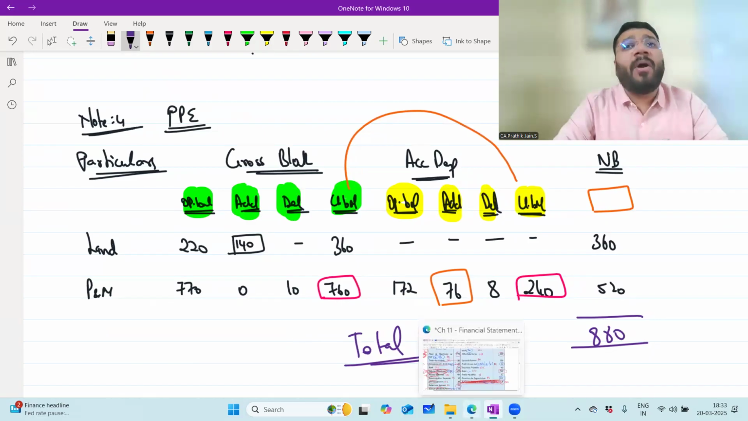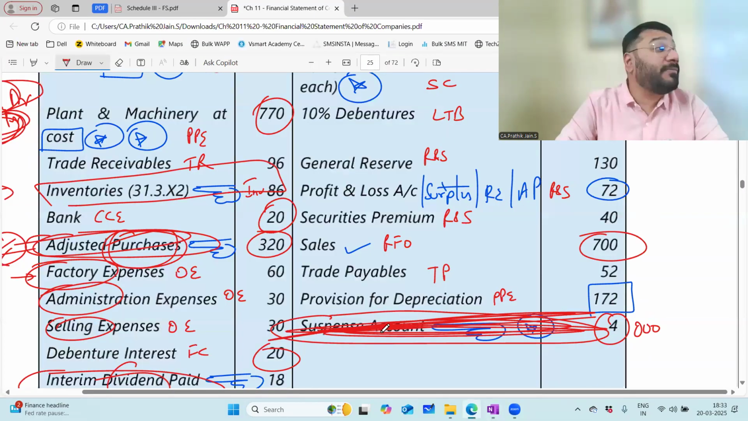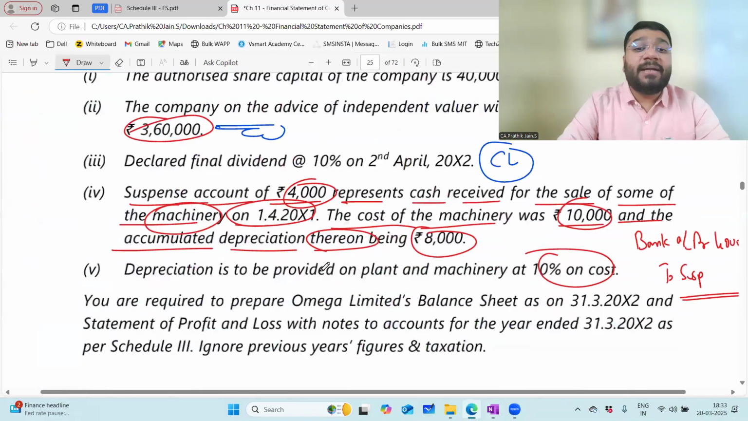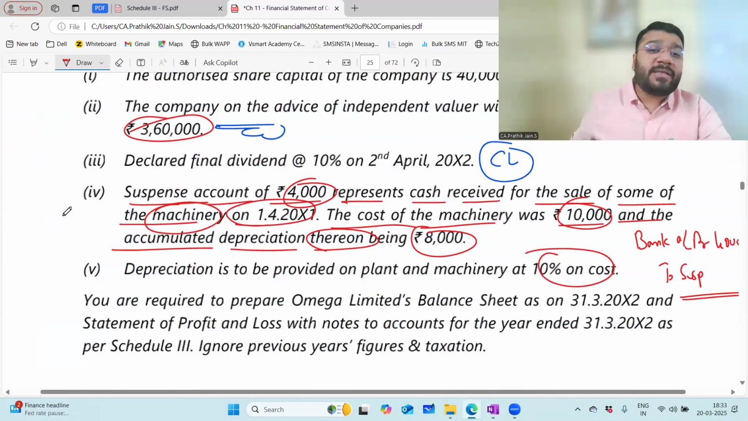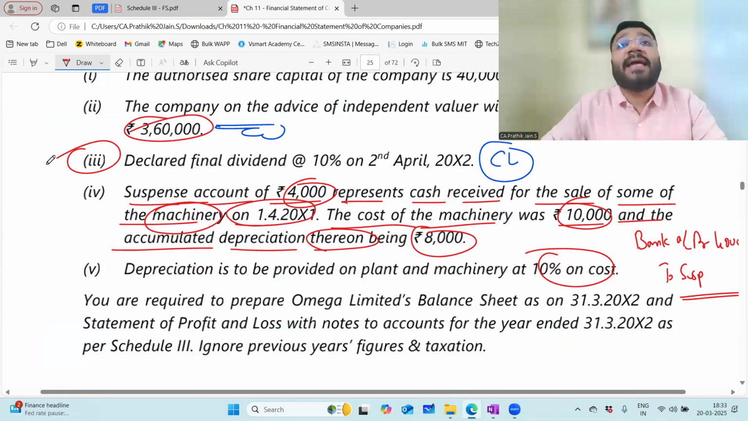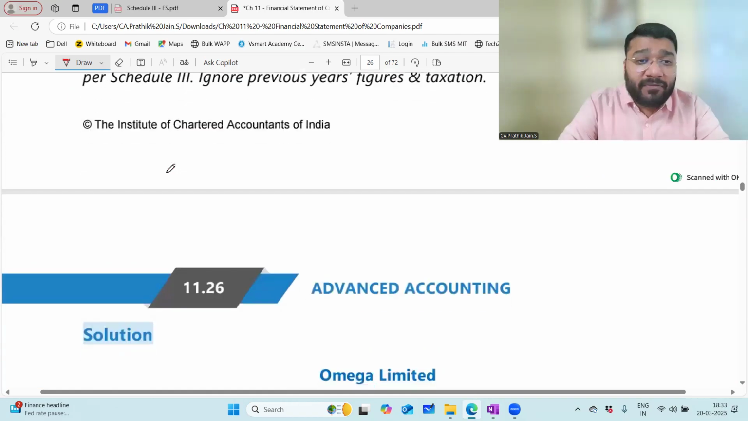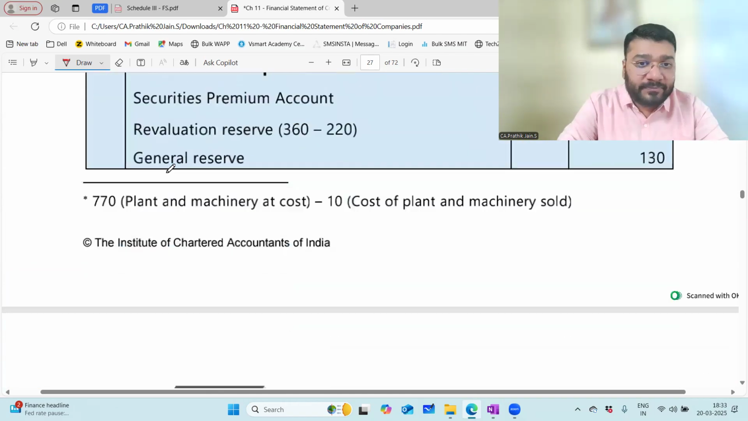Now, there's one point, if you don't write it, you lose marks for that. Tell me what? Contingent liability. Since the dividend is not declared by the shareholders in AGM, they're telling this is final dividend. Final dividend should always be declared by shareholders in AGM. Since it is not declared by the shareholders in AGM, this will be reflected as contingent liability in the financial statement. You have to give a note like this.